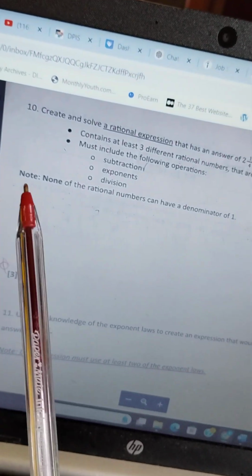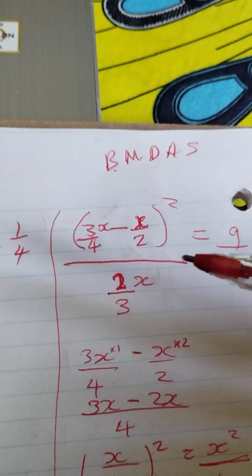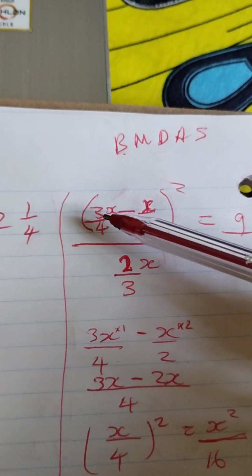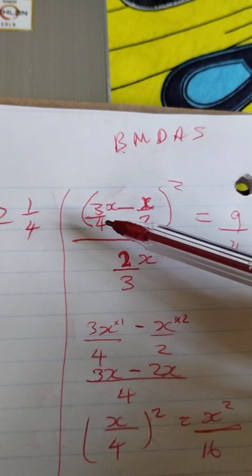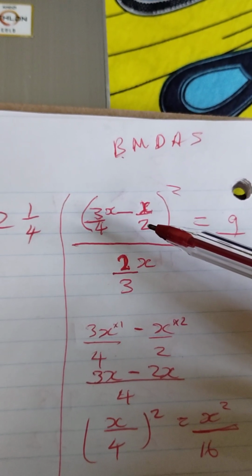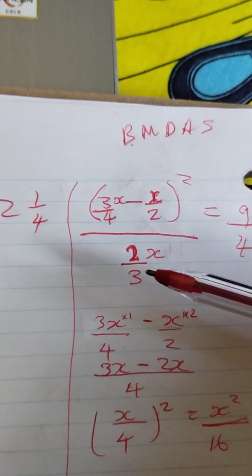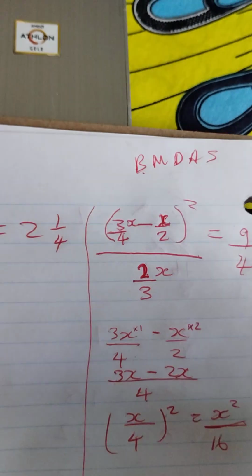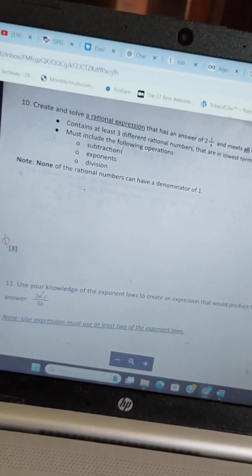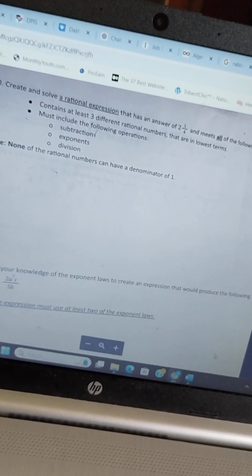And if you also notice, it says note none of the rational numbers can have a denominator of 1. So if you look at the expression that we have written, 3/4, the denominator is not 1, it's 4. x/2, the denominator is 2, it's not 1. And 2/3, the denominator is not 1, it's 3. So again, it has all the criteria that were stated in that question. Hope I have explained it as best as you're able to understand it.